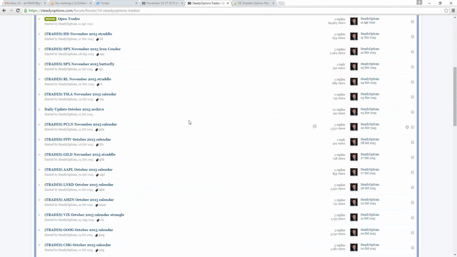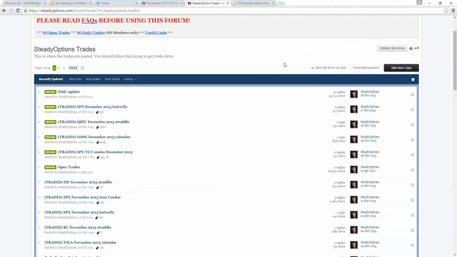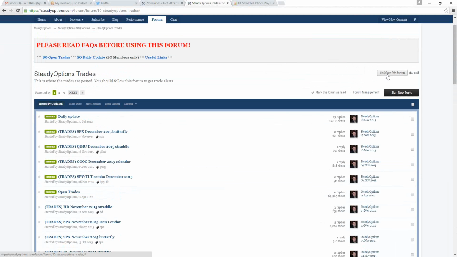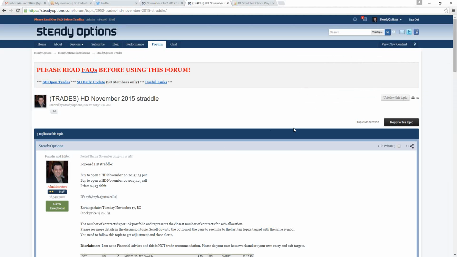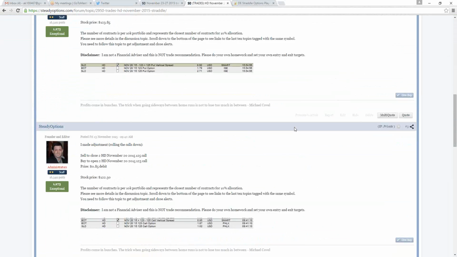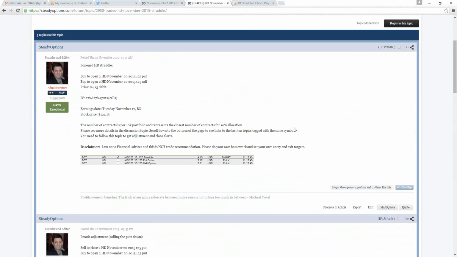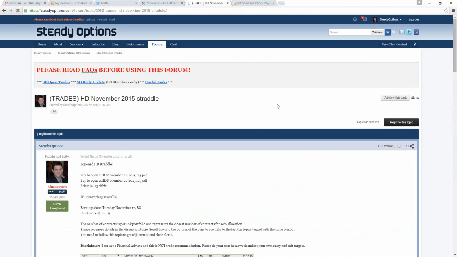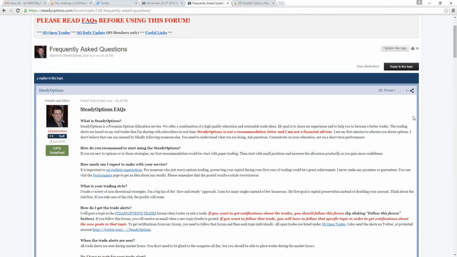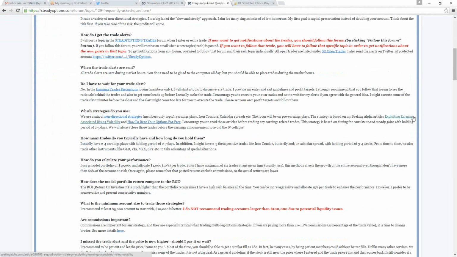So let's go back to Steady Options trades. Here is the list of all trades that we did. And here, members can follow or unfollow this forum. So when you follow the forum, you will get an email each time a trade is posted on the forum. And when you follow the individual topic, you will get all the adjustments, like adjusting, rolling, or closing the trade on this individual trade. So if we go to frequently asked questions, which is open for everyone, not only members.